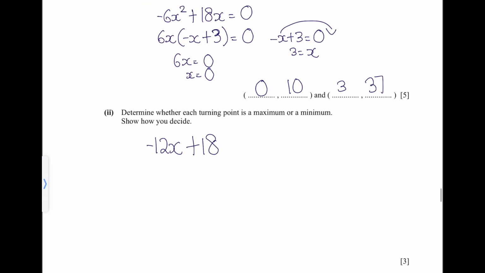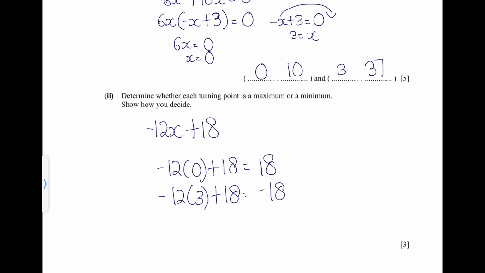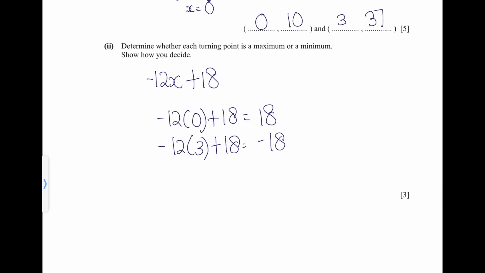Alright, now we simply got to put these x values in. Negative 12(0) plus 18 is equal to, negative 12(3) plus 18 is equal to what? So once you find the answers to these, that is equal to 18, and negative 12 into 3 is negative 18. Now if this answer is positive, then the point is a minimum point, and if the answer is negative, then it's a maximum point.